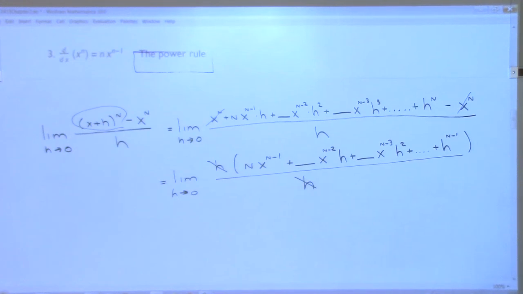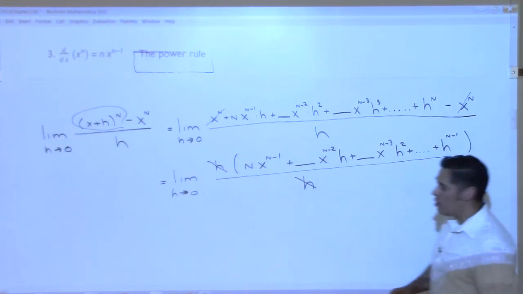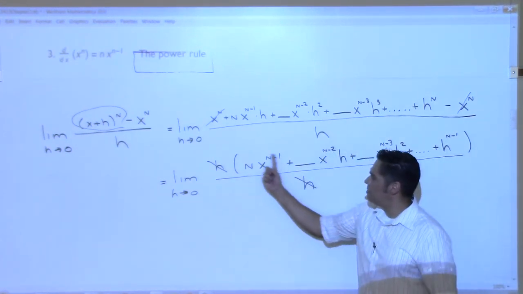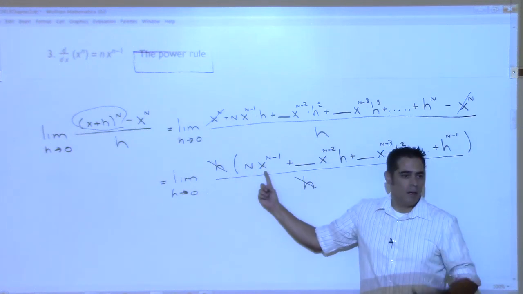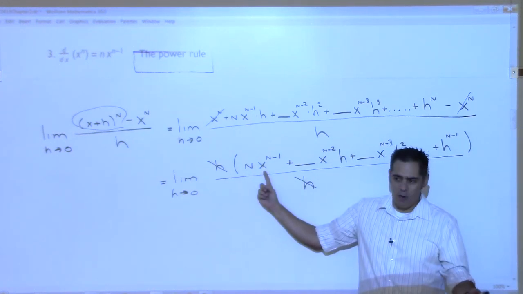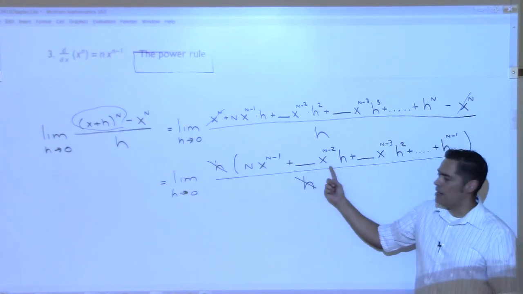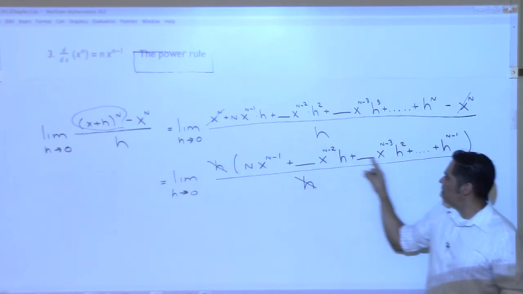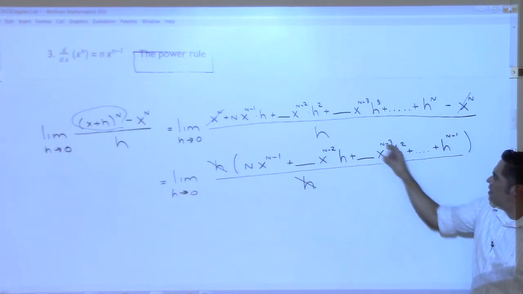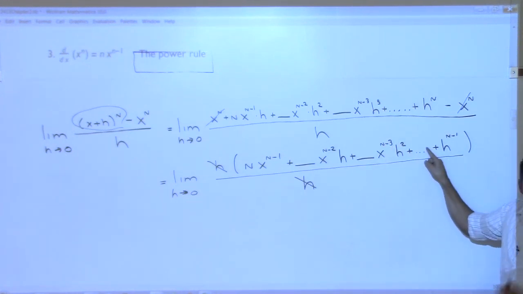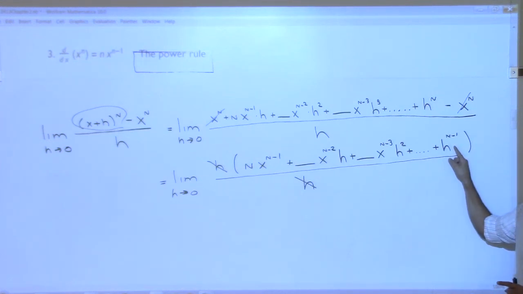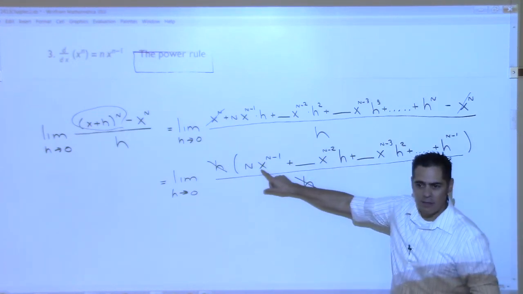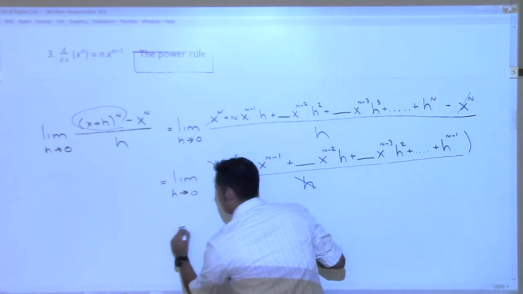Okay, now take the limit, right? When h goes to 0, what happens to this? Nothing, right? There's no h here. What happens to this? Goes to 0 because it has an h. Gone. This one? H there. Gone. What about all these guys in here? They all have h's, right? They're all gone. Very last one? Gone. So the only thing left at the end of the day is that, which is the formula.